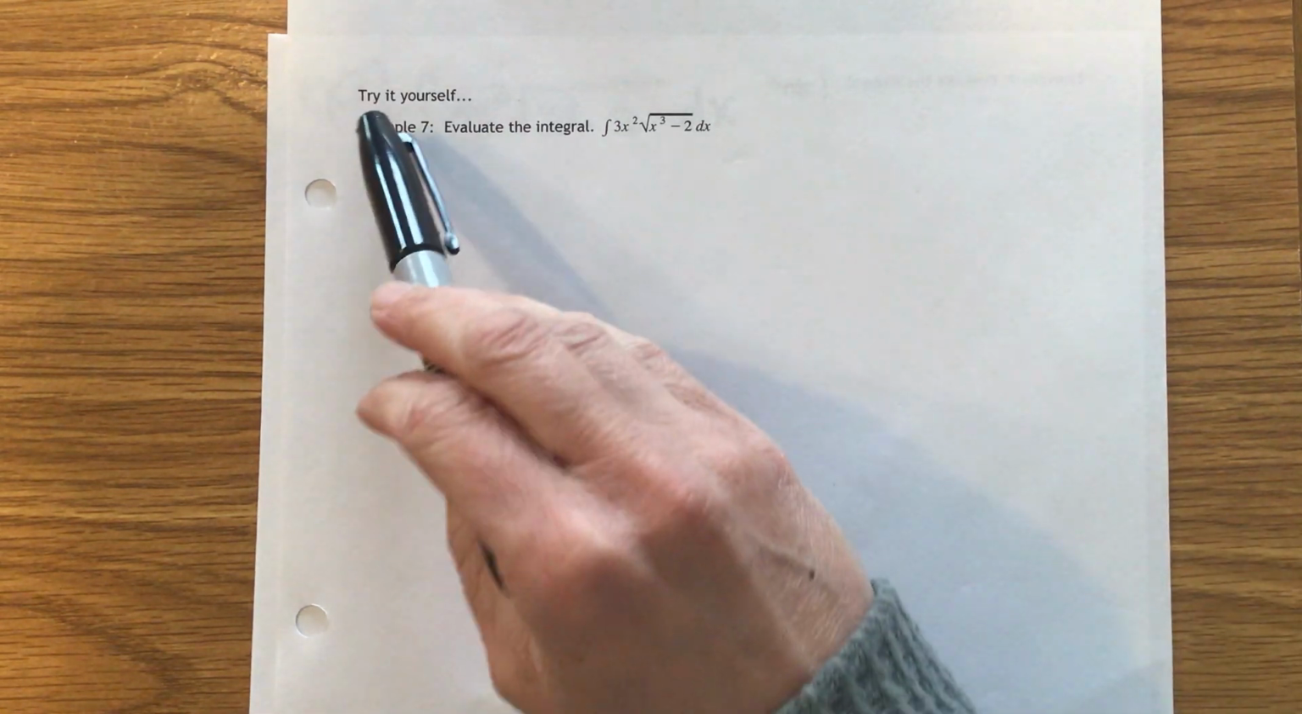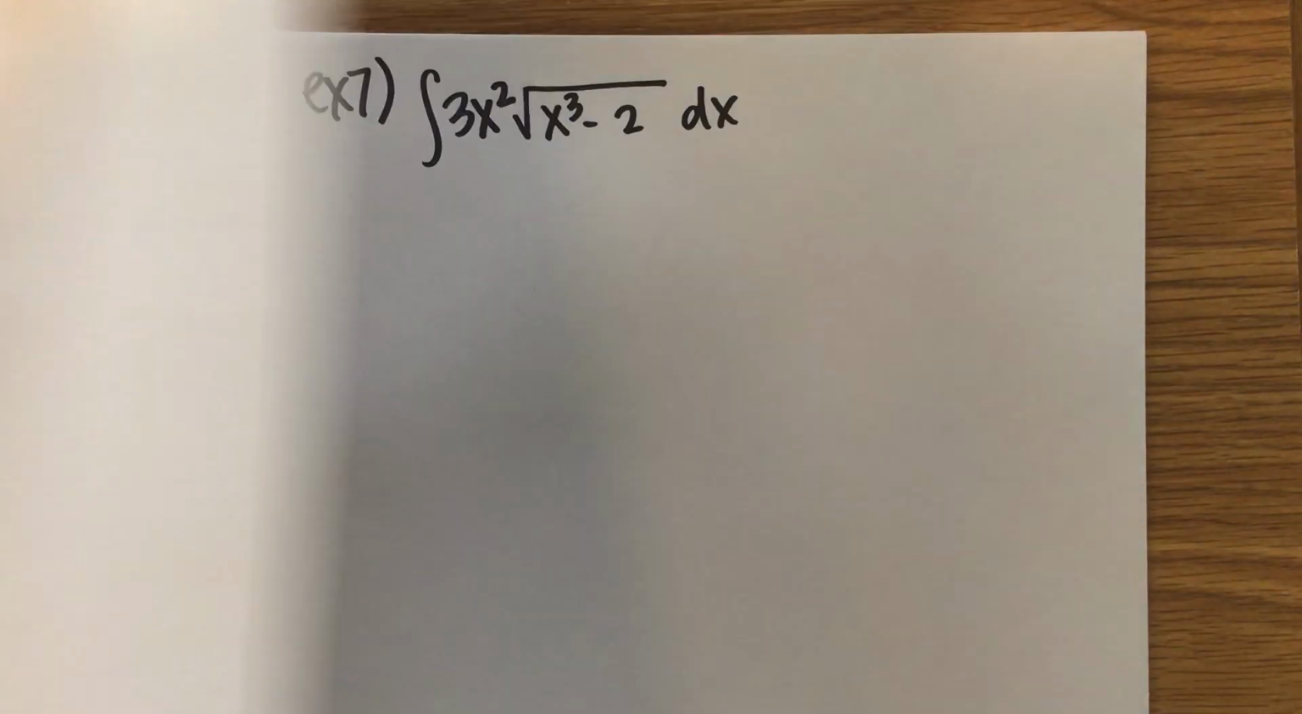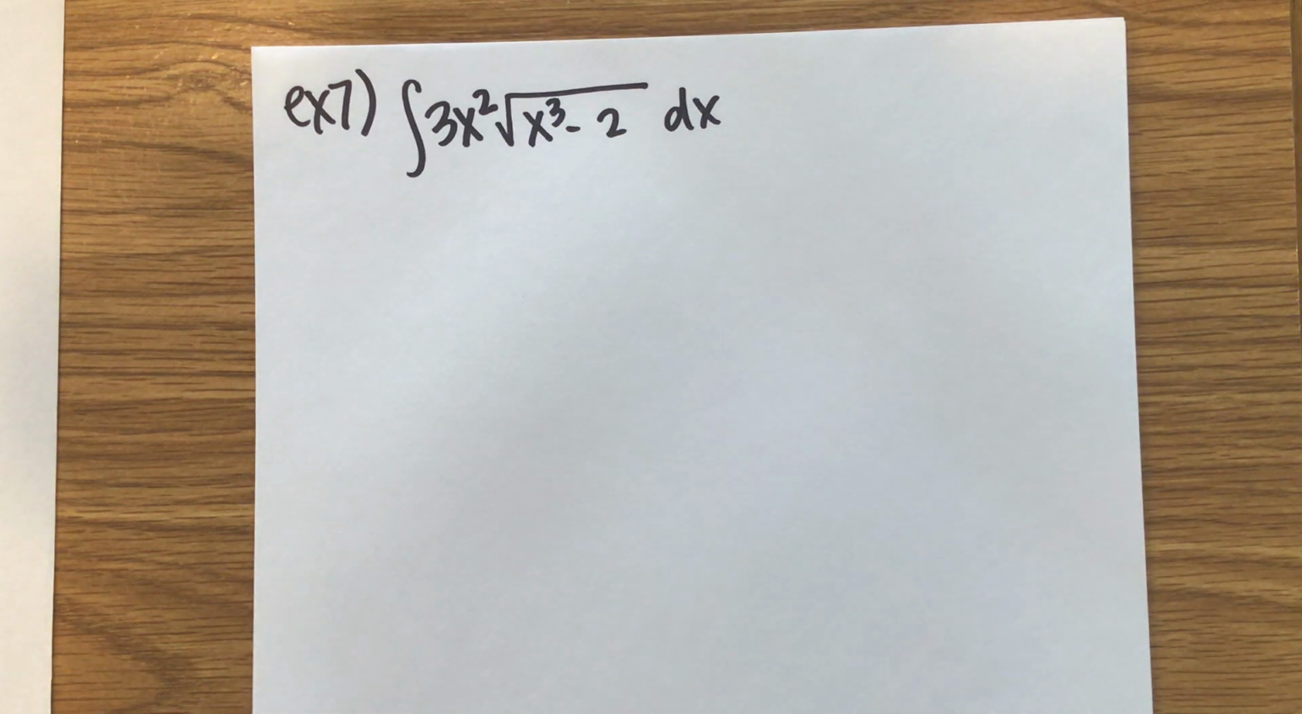Now we're going to go over example 7. It says try it yourself. If you'd like to pause now, try the problem yourself, and then watch it and see how you did. You're welcome to do that. If you want to just watch through and work along with me while I do it, that's fine too. So I did copy the problem here on a separate sheet so I can write, and we'll get started.